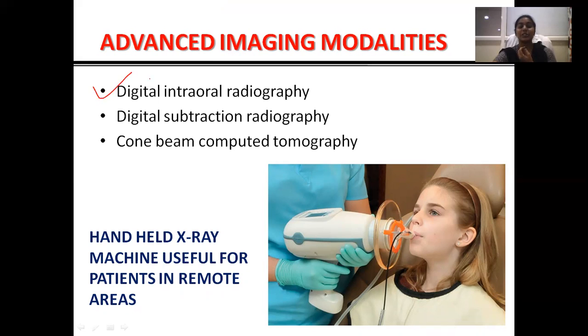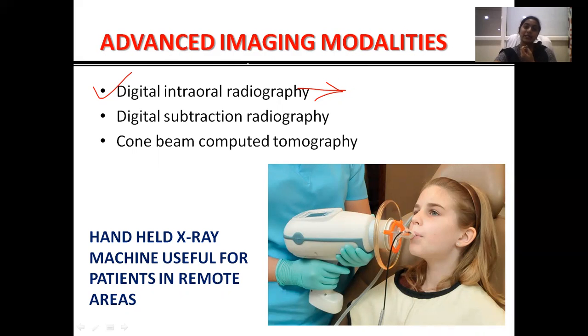The first one is digital intraoral radiography. So this is what we see in the clinics, usually. So digital intraoral radiography will have a sensor. It is computerized. It is a filmless radiography. We do not have to process the films, because there is no need of film. It is called filmless radiography. And with the help of digital intraoral radiography, we will be able to zoom in and zoom out the pictures. We will be able to adjust the contrast and brightness. So it will help us in better appreciation of the details.